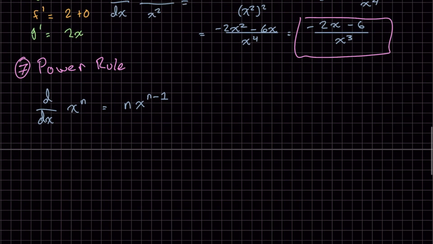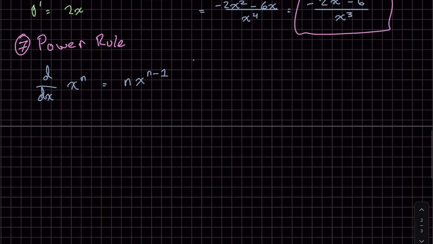So let's do this with our example earlier, which will be much easier than using the limit definition. x squared, right? So n in this case is 2, so if we take the derivative of this, it's going to be equal to 2 times x to the 2 minus 1, and that's equal to 2x. See how much quicker that was than using the limit definition?